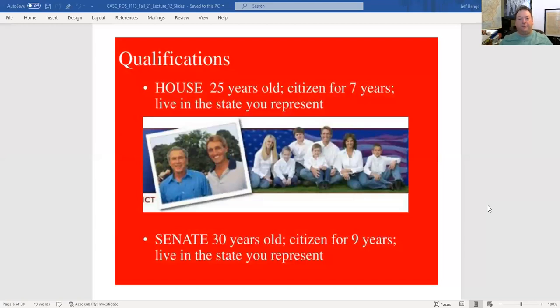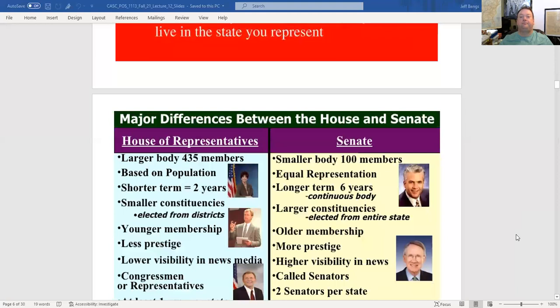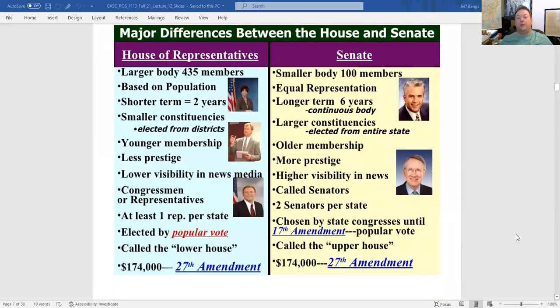That's it. Those are the qualifications. You don't have to have a political science degree from college. You don't have to be someone who served in the military. You don't have to be the son or daughter of a politician. Just simply a US citizen for so many years who has reached a certain age, and you live in the state that you want to represent. We won't take a lot of time on this because you should know kind of the gist of this.